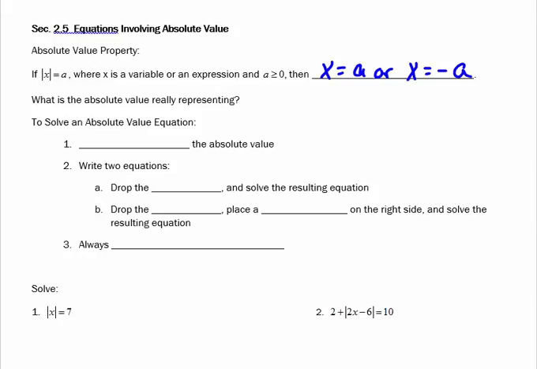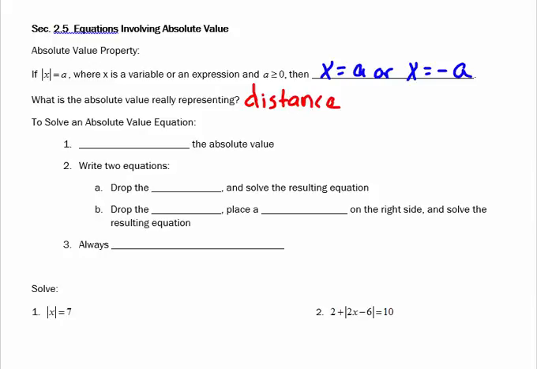Now, what does an absolute value really represent? It represents the distance that number is from 0. So we're looking at a distance, and a distance can never be negative. Keep that in mind. So, how do we solve an absolute value equation?